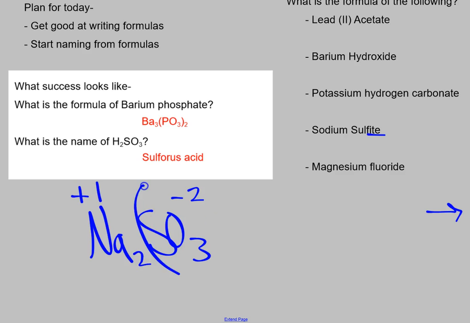Do I need parentheses and a 1 right here? No. You can put that, but you'll just look like you don't know what you're doing. If the thing's written, it's already at least there once. We don't need parentheses unless we need more than one of it. Okay, if you're like first hour, a lot of you got that one right. All right, our last one. Go ahead.